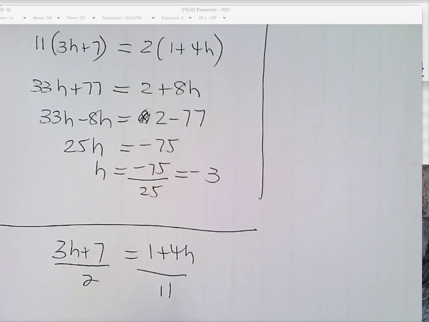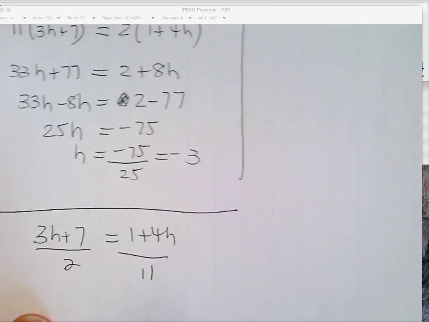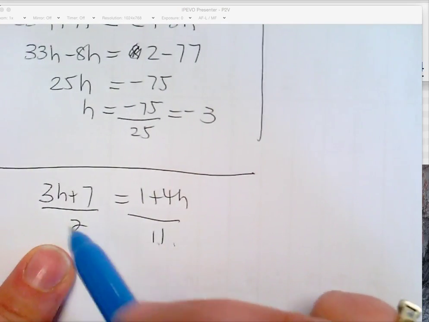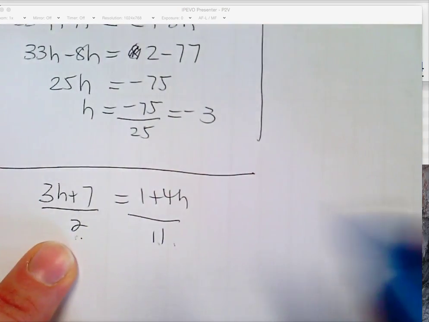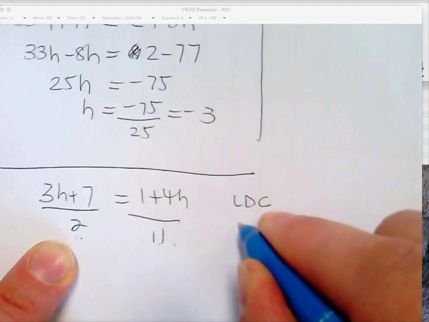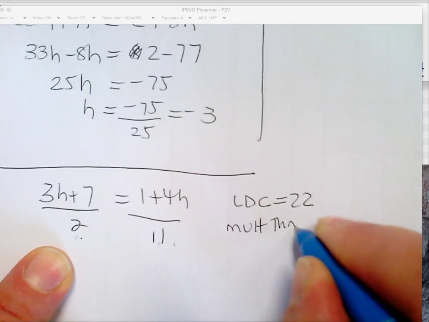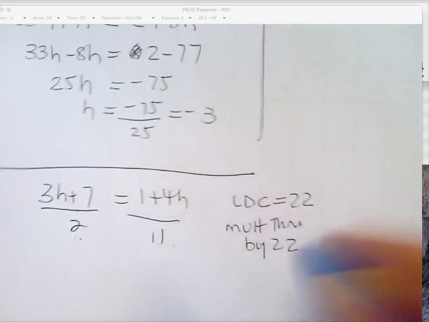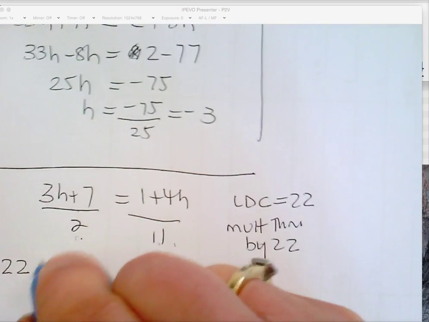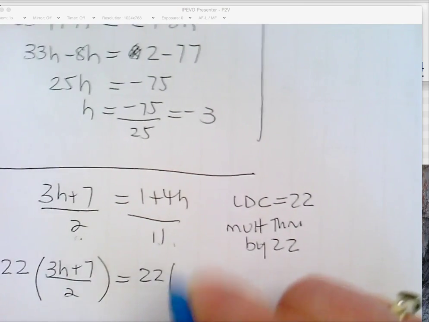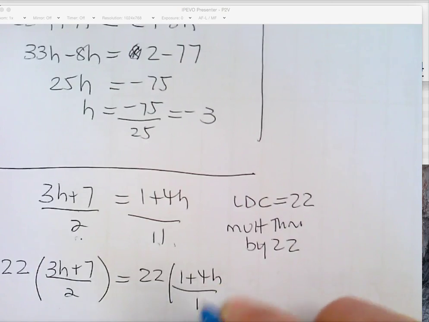Just give me the one method that works for everything with fractions. And the following will work with everything with fractions. What is the lowest common denominator? We want to get rid of the divide by 2 and the divide by 11. Lowest common denominator is 22. We're going to multiply through, or both sides, by 22. So we go 22 times this side equals 22 times this side.